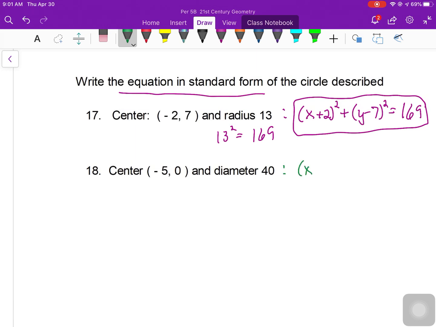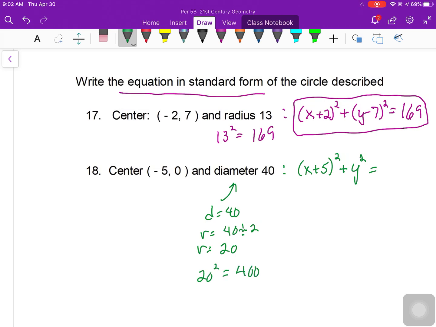The next problem, same exact directions. We have to use the opposite of what's with the x. And then the y is 0, so there'll be nothing with the y. And then we have to, well, they gave us the diameter. So if the diameter is 40, the radius is going to be 40 divided by 2, so the radius is 20. And we really need the radius squared.